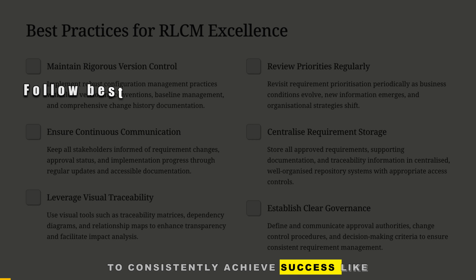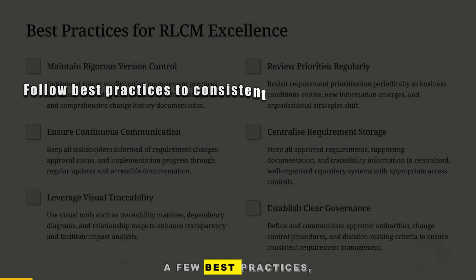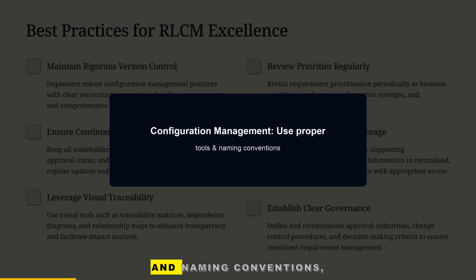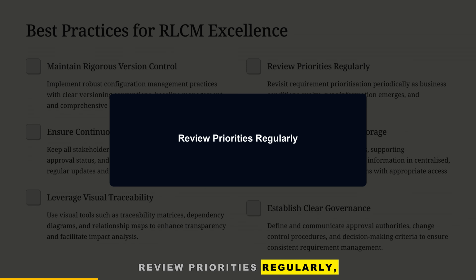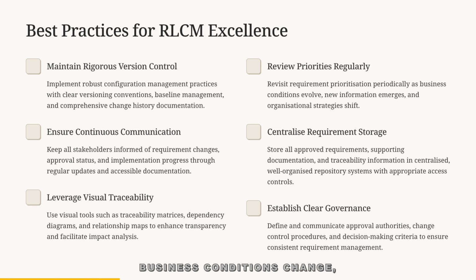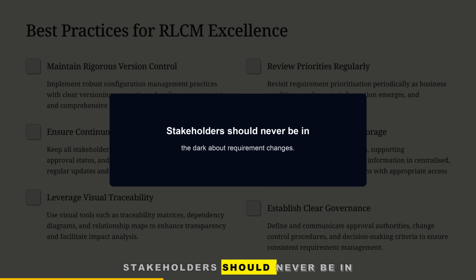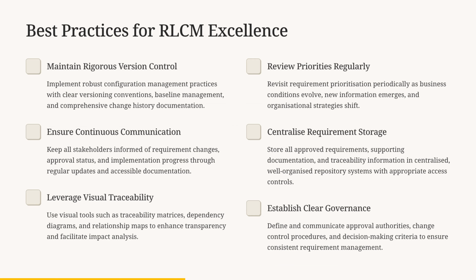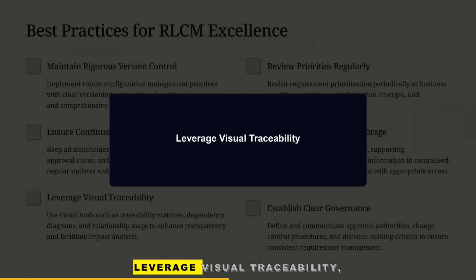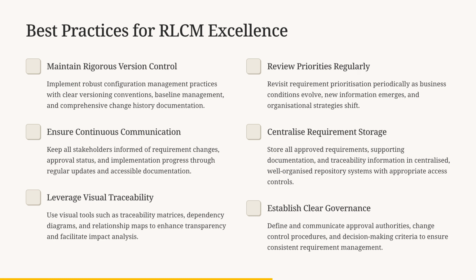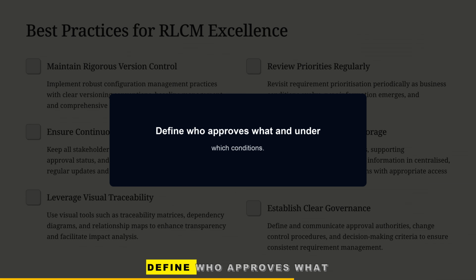To consistently achieve success like that, organizations should follow a few best practices. Maintain rigorous version control, use proper configuration management tools and naming conventions. Review priorities regularly. Business conditions change, your requirement priorities should too. Ensure continuous communication. Stakeholders should never be in the dark about requirement changes. Centralized requirement storage. Keep everything accessible and organized. Leverage visual traceability. Use diagrams and matrices to make dependencies crystal clear. Establish clear governance. Define who approves what, and under which conditions.